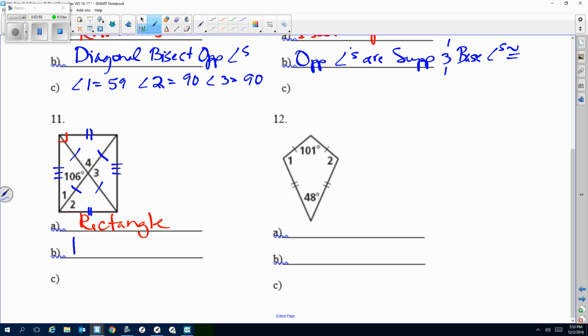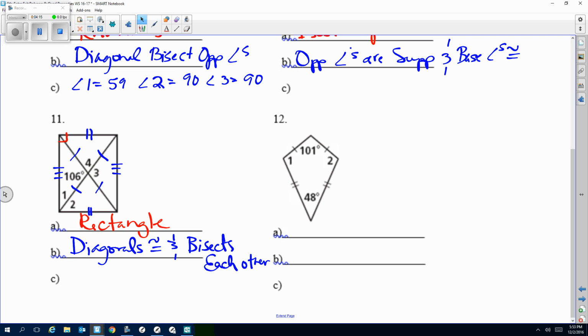So hopefully we're using diagonals congruent and bisect each other. Now that I know I have 106, you can use your vertical angle to help you find angle 3, and you can use your linear pair to help you find your missing angle. And we should be using our isosceles triangle here to help us find angle 1.